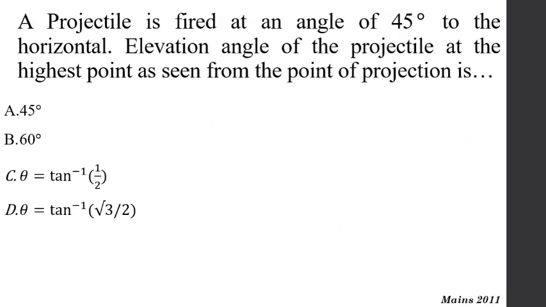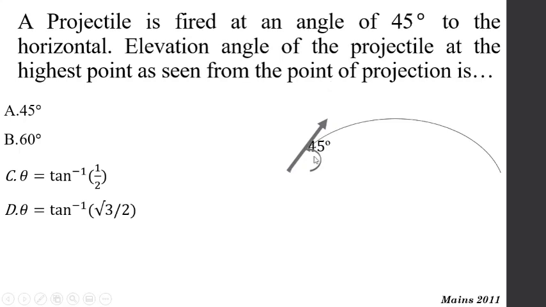Next problem. A projectile is fired at an angle of 45 degrees to the horizontal. So let us see the diagram for this. A projectile is fired at an angle of 45 degrees to the horizontal. Elevation angle of the projectile at the highest point as seen from the point of projection is. That means you need to find out the elevation angle at the highest point of the projection.